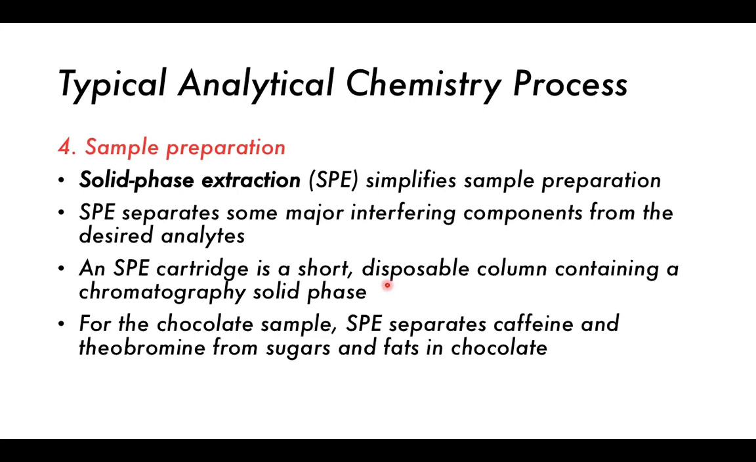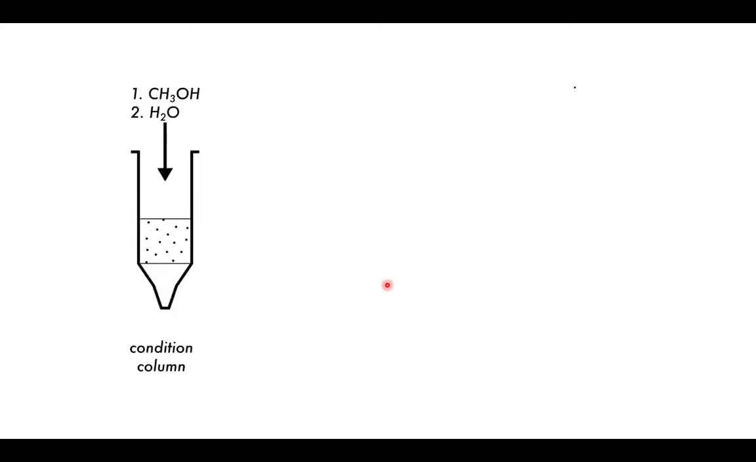So for the chocolate sample, SPE separates caffeine and theobromine from sugars and fats in the chocolate. Using this SPE process, what we first do is we condition the column using a polar solvent such as methanol, CH3OH, and water. The conditioning of the column will be done first with this to flush out the solid phase of the chromatography cartridge. Then the water will be added to wet the system with a polar solvent.